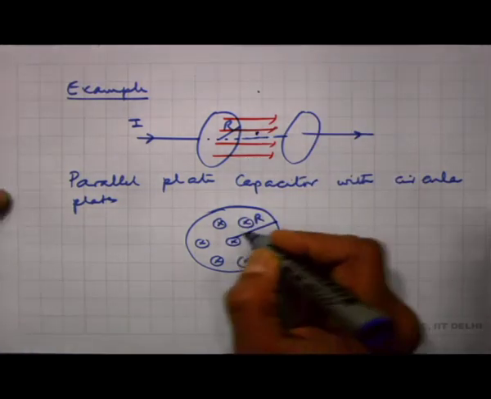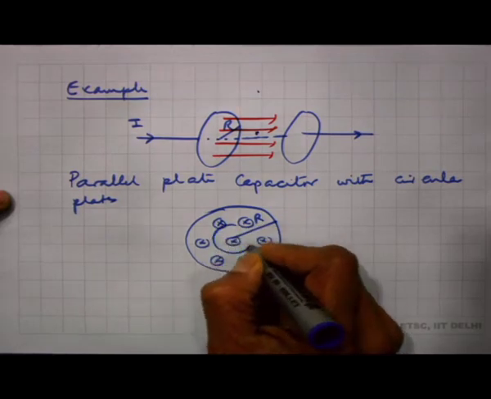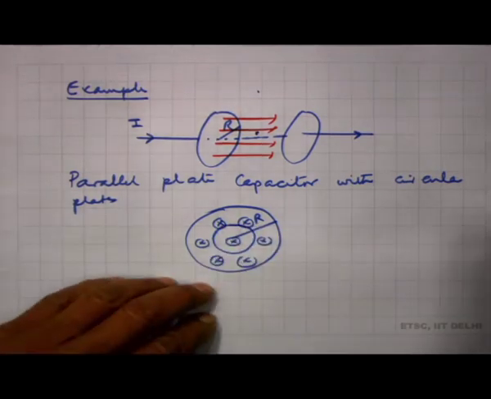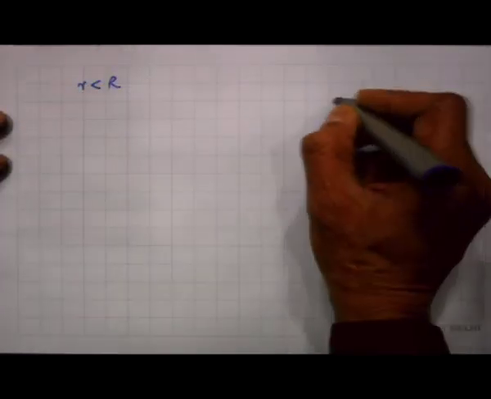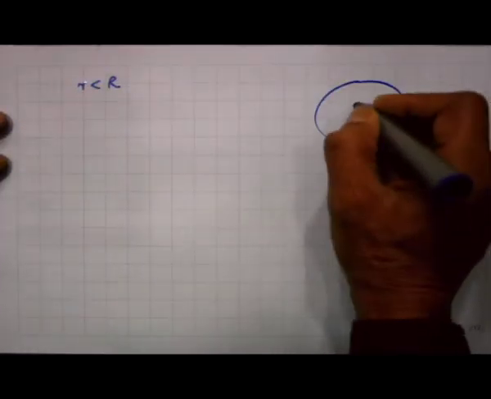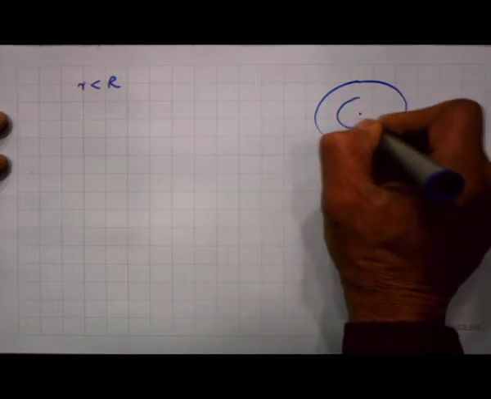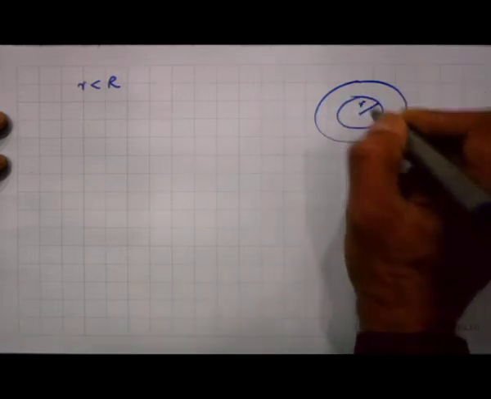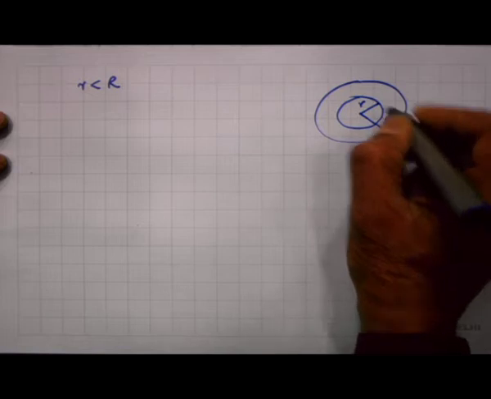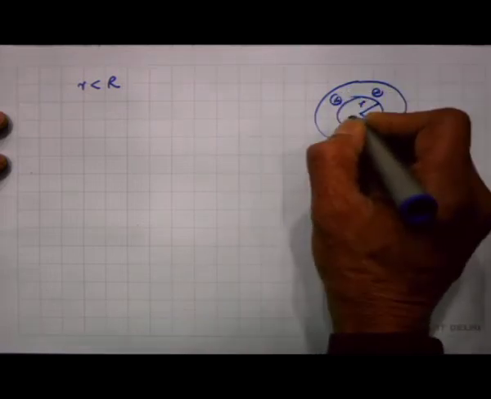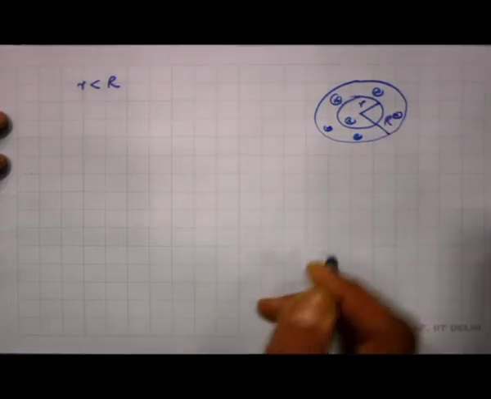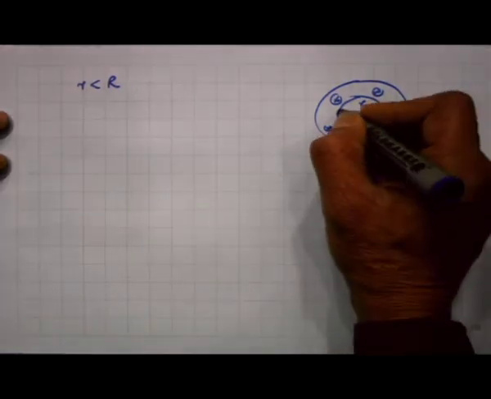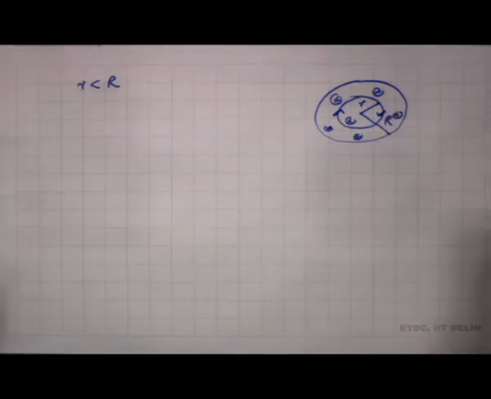First let me take the situation where small r is less than capital R. If this is my capacitor plate, I take a point in between the capacitor plates at a distance small r from the axis. The electric field is pointing downward. So, I take a loop of integration like this, and I use this formula.